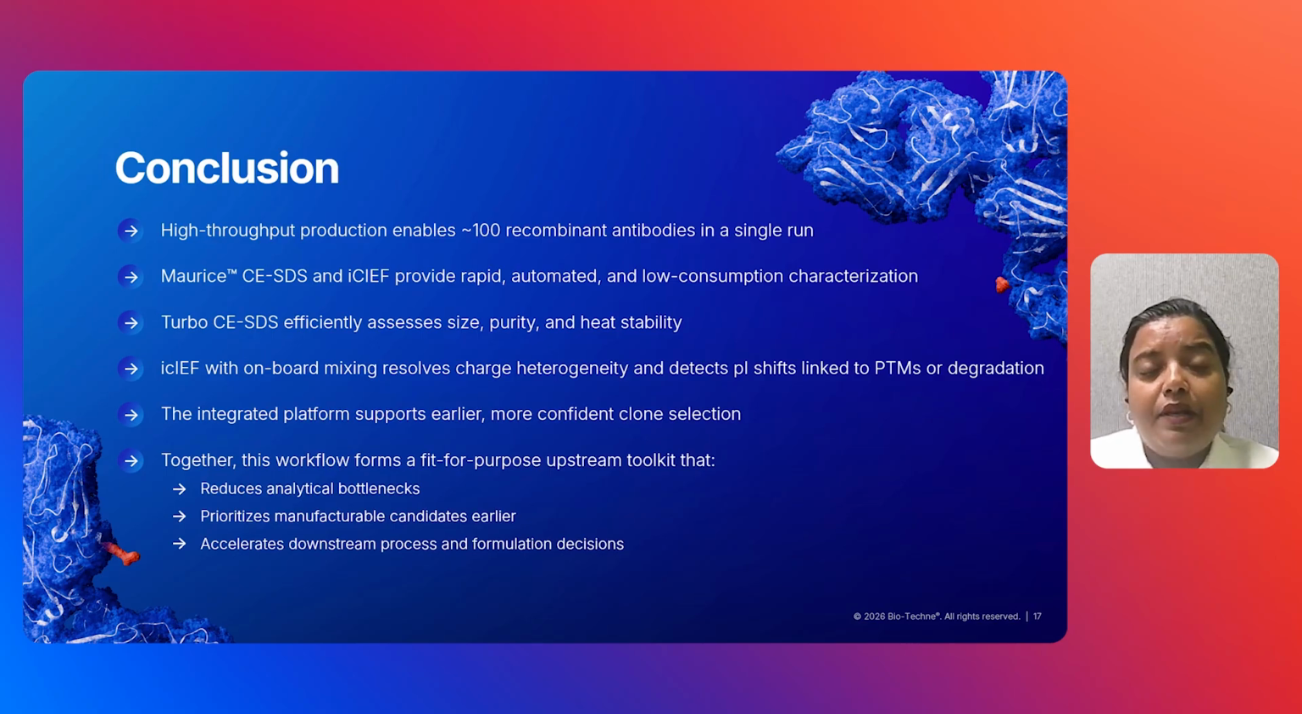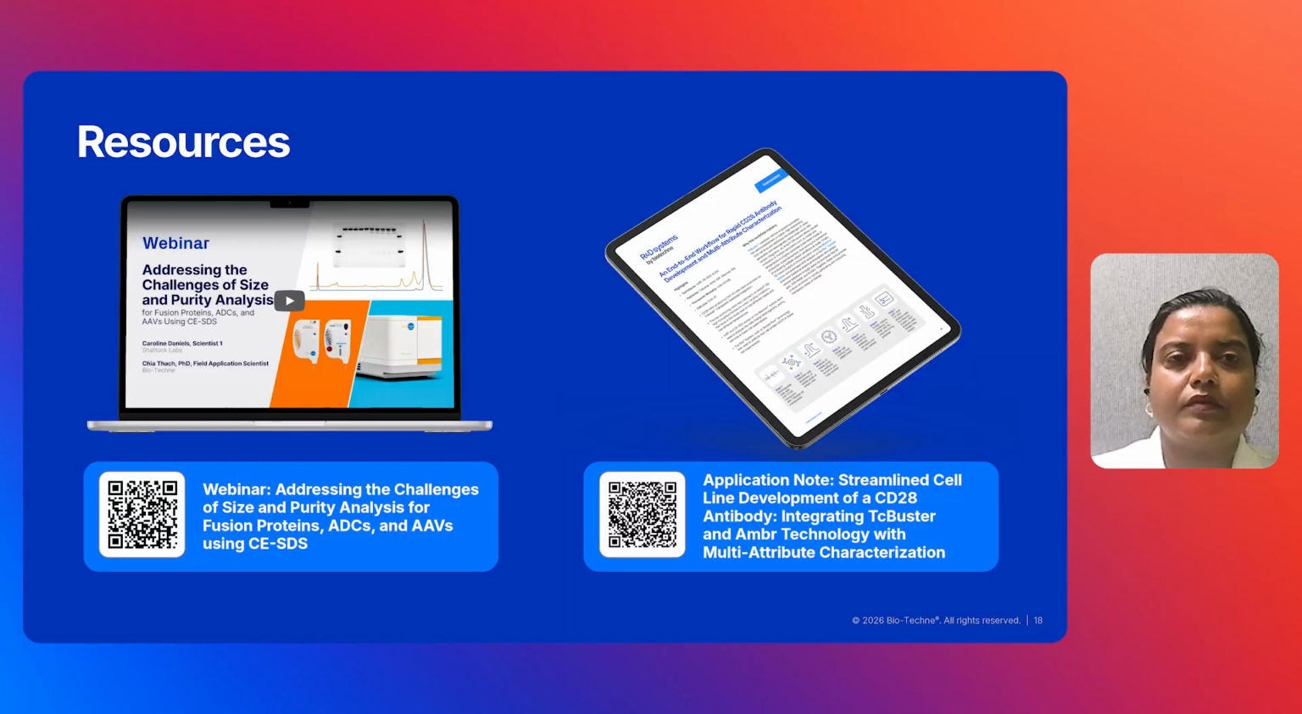Together, these capabilities support earlier and more confident clone selection by integrating development data directly into the upstream decision making. Overall, this integrated workflow creates a fit for purpose upstream toolkit that reduces analytical bottlenecks, prioritizes manufacturable candidates earlier, and ultimately accelerates downstream process and formulation decisions.